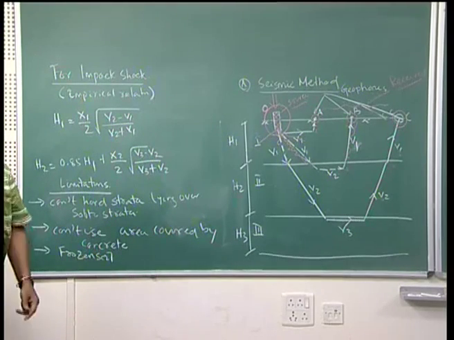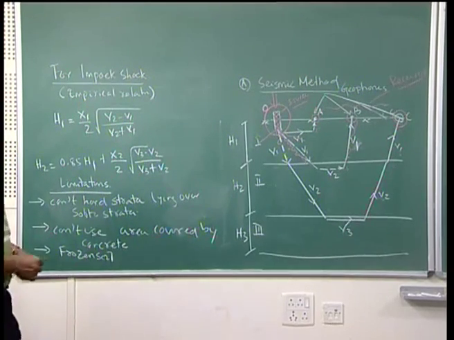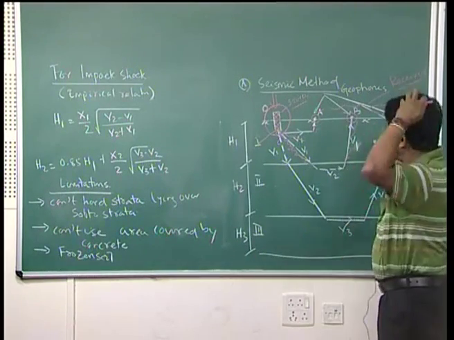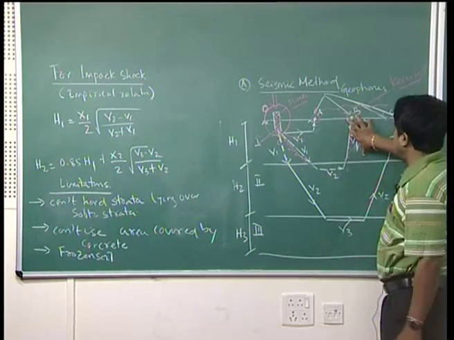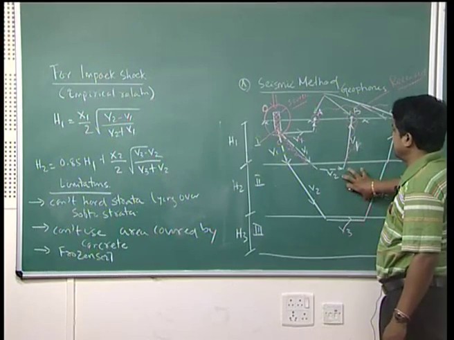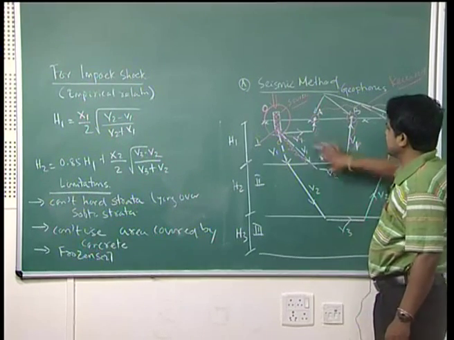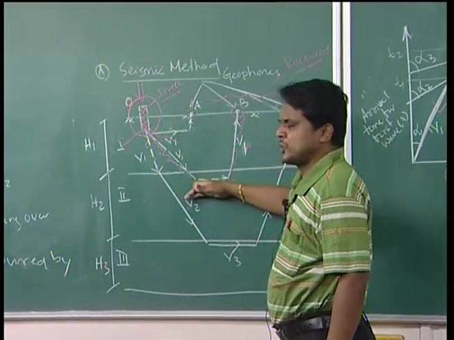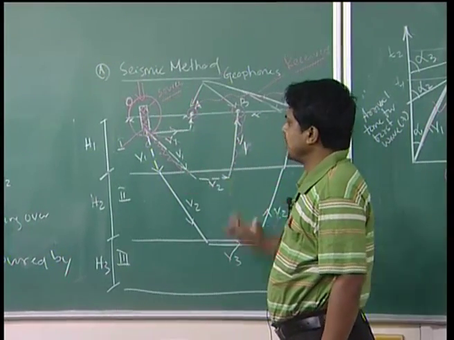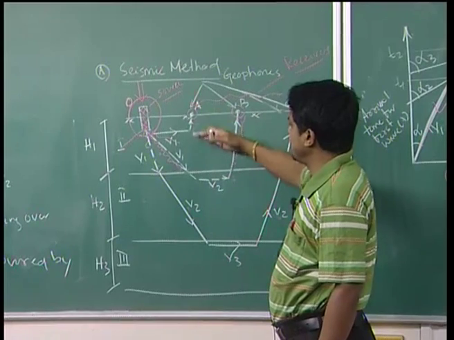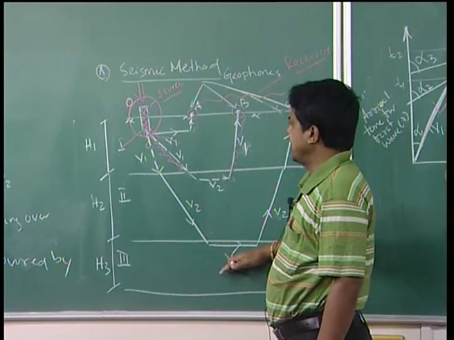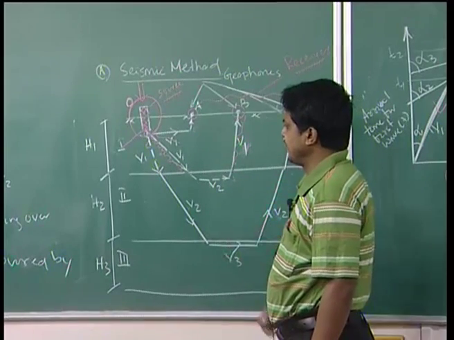Case 1, it says cannot use hard strata lying over soft strata. So if there is hard strata, and then soft strata below it, what will happen? The wave will refract in the hard strata, and whatever wave comes to the soft strata, it will absorb all of it. That means the upper layer should be slightly softer and the lower one slightly harder. This kind of assumption should be there.